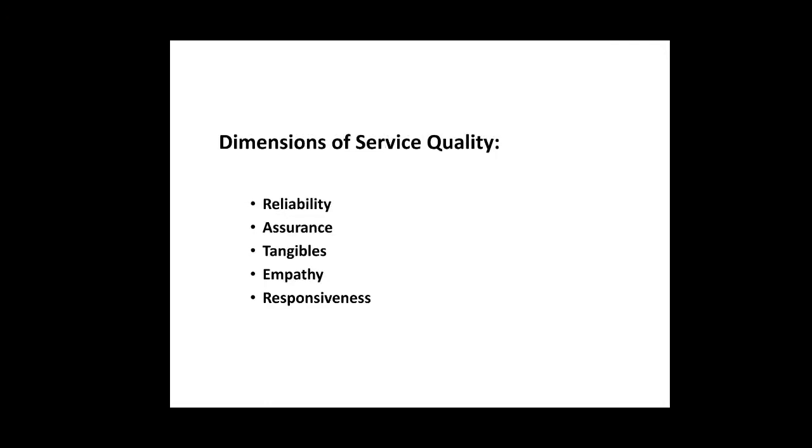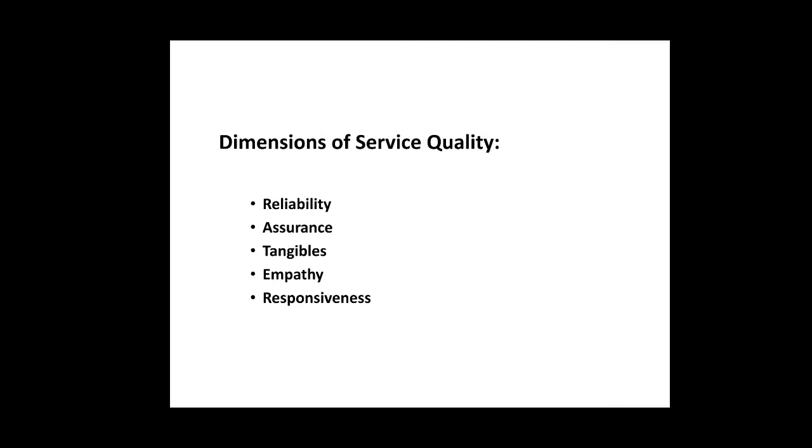Then dimensions of service quality. The dimensions of service quality are given here: reliability, assurance, tangibles, empathy and responsiveness. I think you already got what reliability, assurance and responsiveness are. Let us discuss what tangibles and empathy are. Tangibles: the physical facilities, equipment and appearance of personnel, such as an attractive front office, well-dressed employees, well-designed forms, etc. These are the things that come under tangibles.